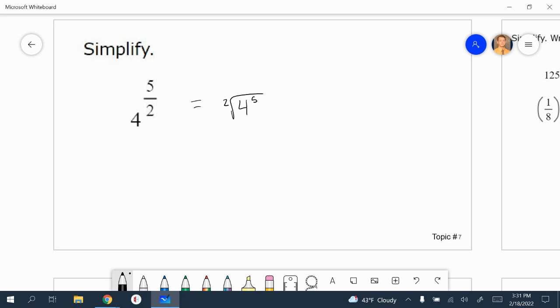Okay, so if I took 4 to the 5th power, I get 1024. If I take the square root of that number, I get 32. So hopefully you can type that into your calculator. It's good to rewrite it like this for what's coming up in the future. So make sure you have that written down too, and you're not just typing it in.